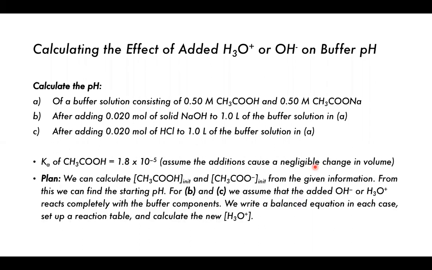The plan here is, of course, to calculate the initial concentration of the acetic acid and the initial concentration of the acetate from the given information. From this, we can get the starting pH. For B and C, we assume that the added hydroxide or hydronium reacts completely with the buffer components, and we write a balanced equation in each case, set up a reaction table, and calculate the new hydronium ion concentration.